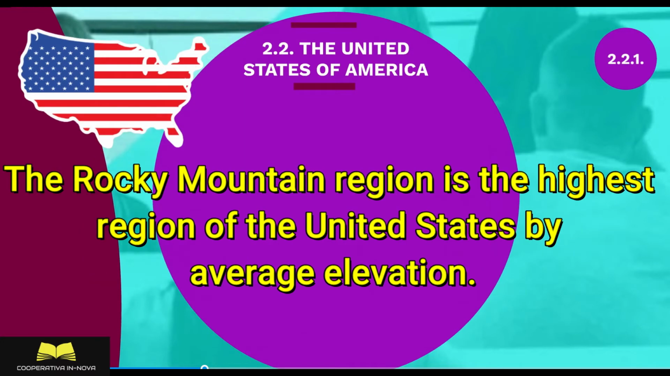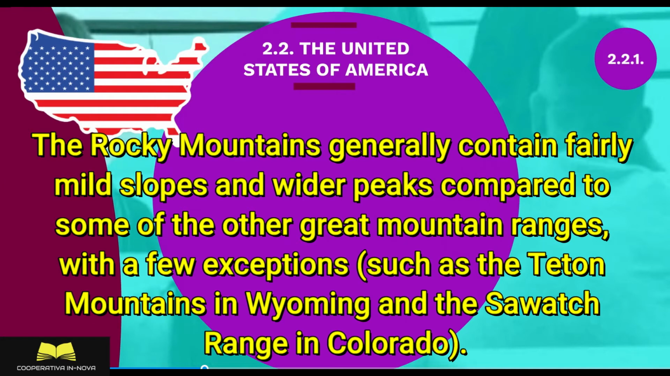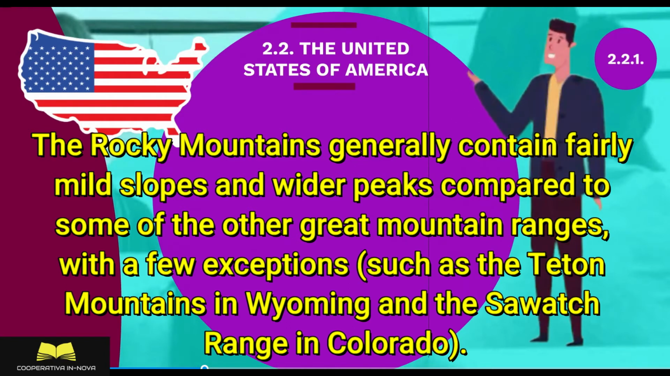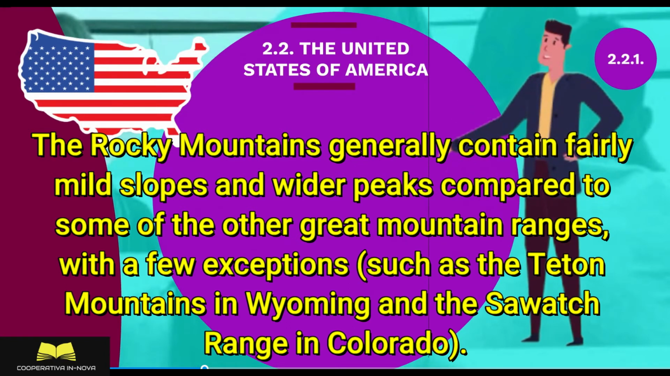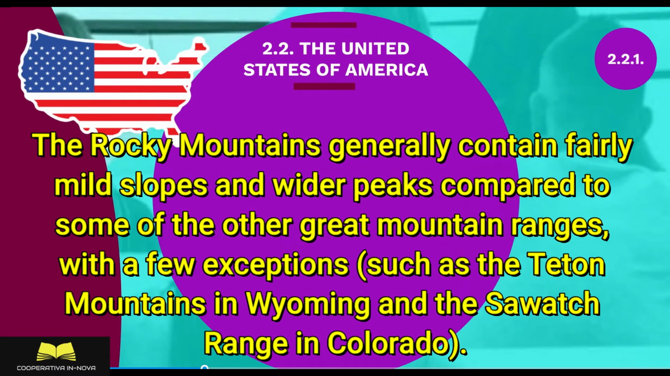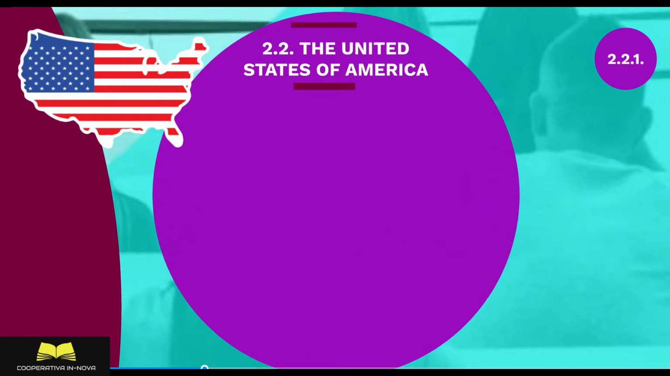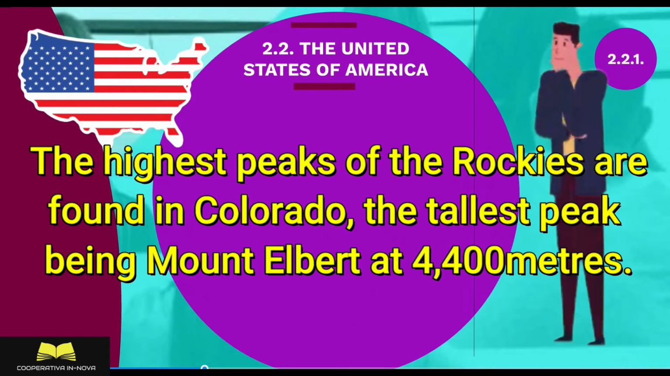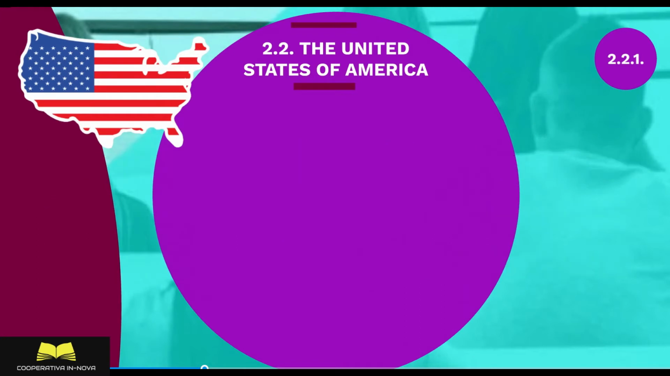The Rocky Mountain region is the highest region of the United States by average elevation. The Rocky Mountains generally contain fairly mild slopes and wider peaks compared to some of the other great mountain ranges, with a few exceptions, such as the Teton Mountains in Wyoming and the Sawatch Range in Colorado. The highest peaks of the Rockies are found in Colorado, the tallest peak being Mount Elbert at 4,400 meters.